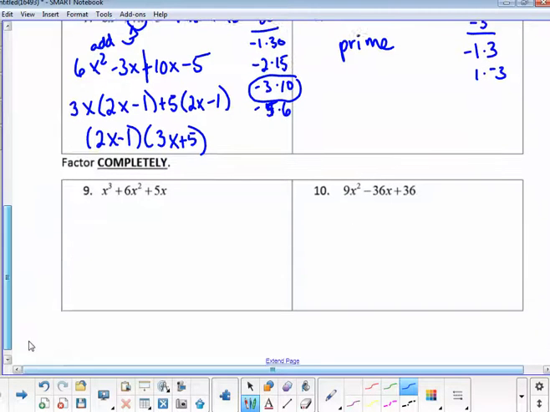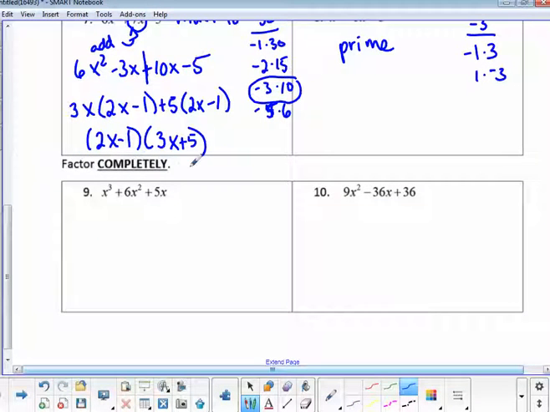Down here for problems 9 and 10, when it says factor completely, that's a clue that you're looking for a greatest common factor, and then you're going to factor some more. So if you look, all of these terms have an x, so you can factor out an x. And then you can continue to factor. So numbers that multiply to 5 and add to 6 are 5 times 1.